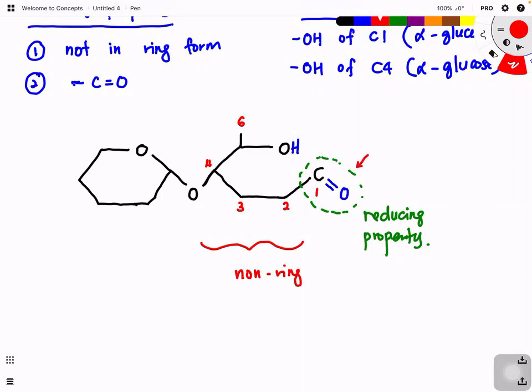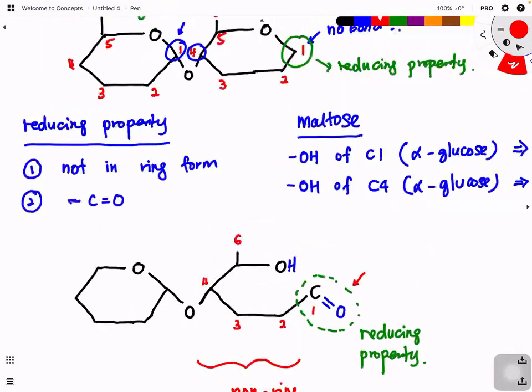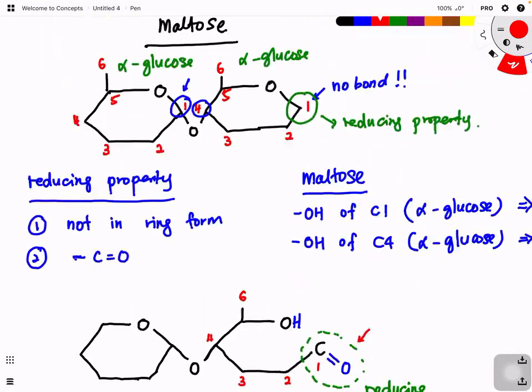It depends on the concentration of the maltose. You will be able to see the change from blue to green to yellow to orange. If the concentration is high, you can get the red or even the brick red precipitate. Are you clear? So this is about the maltose.